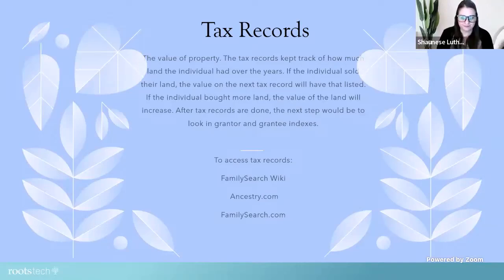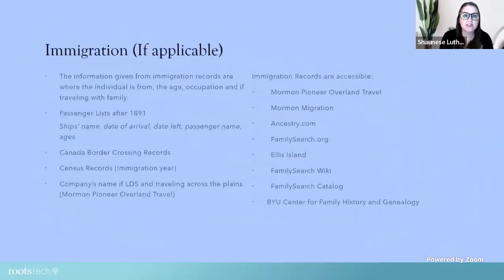And then after you do tax records, as I have it here, you would go to the land records, like grantor, grantee, because that's telling you that there is land. And then you have Family Search Wiki, Ancestry.com, or Family Search to access the tax records. Now, my next slide isn't land records, that's later on. My next slide is immigration, and like I said, if it's applicable.